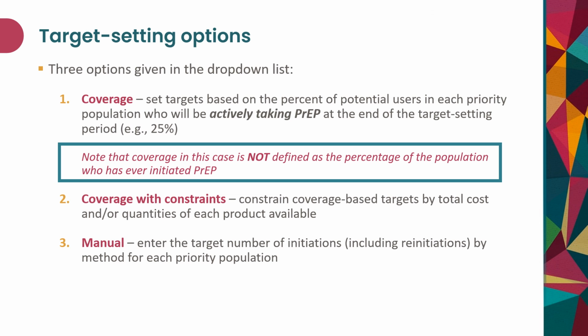Option 2 is to set targets by coverage, but to add in constraints, which can be financial constraints and/or constraints on the number of product that is available. Option 3 is for people who have already set targets under a different mechanism, but want to link them to the other modules in the tool. In this case, you can manually enter your targets for the number of initiations, including reinitiations, by method for each priority population.